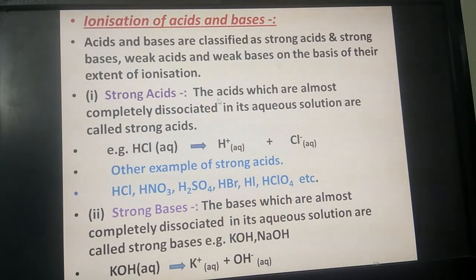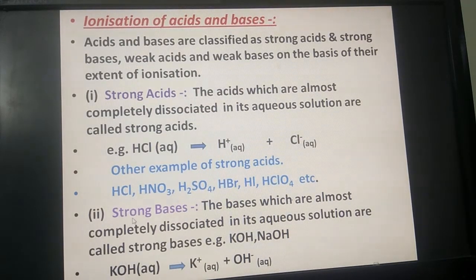What is meant by strong acids? The acids which are almost completely dissociated in their aqueous solution are called strong acids. Example: HCl. HCl is a strong acid, so it is represented by a single arrow. HCl aqueous gives H+ aqueous plus Cl- aqueous. Other examples are HNO3 nitric acid, H2SO4 sulfuric acid, HBr, HI, HClO4, etc.